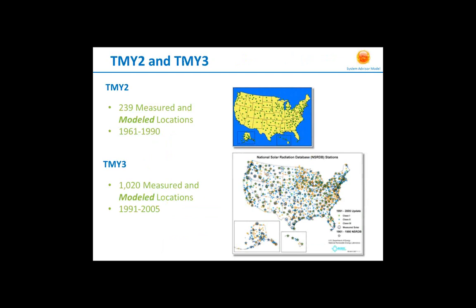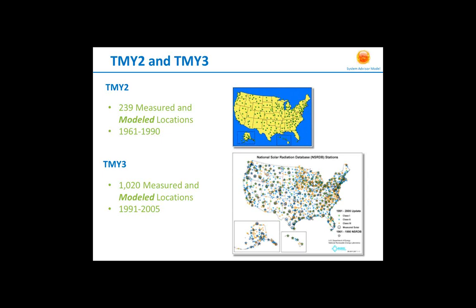Another option in SAM is to use one of the TMY files available from the National Solar Radiation Database. TMY2 and TMY3 files are two specific types of typical meteorological year products. The TMY2 files are available for 239 locations and are created from a data set spanning the years 1961 through 1990. The TMY3 files are available for 1,020 locations and represent the years 1991 to 2005. The majority of these locations are models, although they do include the measured data sets used to calibrate the models.